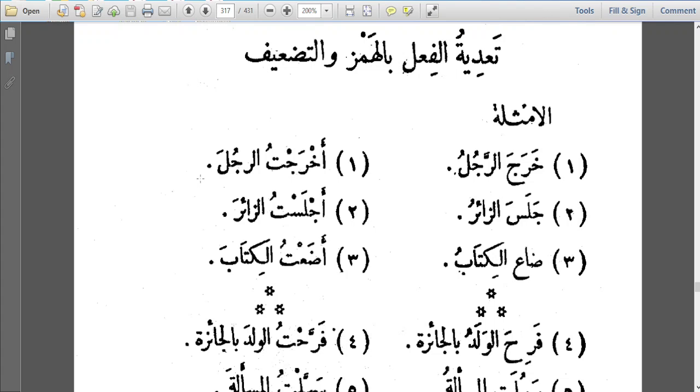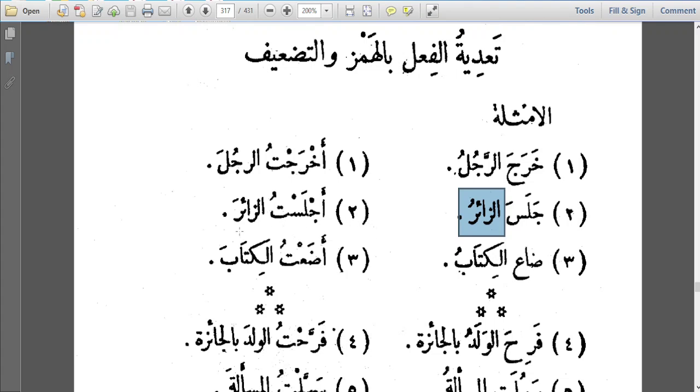Okay. So akhrajtu ar-rajula, I made the man go out. So we are in a room and then a man comes out. I will say akhrajtu ar-rajula if I am the one who made him go out. But if he goes out himself, it is kharaja ar-rajulu. Jamil. Say jalasa az-za'iru. Jalasa az-za'iru means a guest or a visitor. The visitor sat.